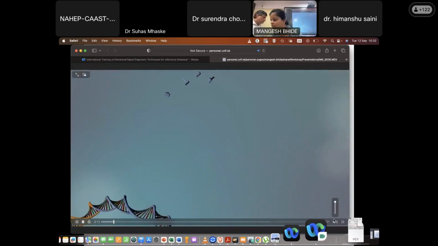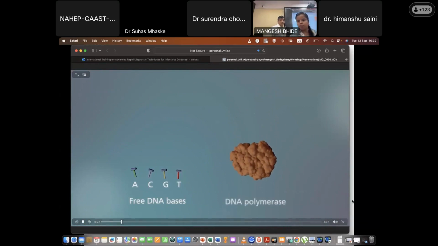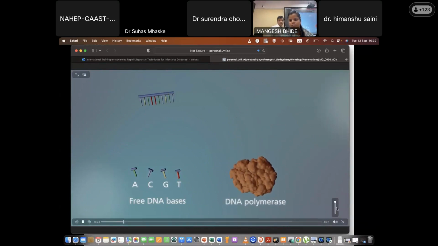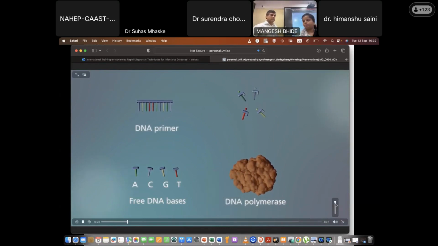These include free DNA bases C, G, T, DNA polymerase enzyme, DNA primers. Modified DNA bases labeled with colored fluorescent tags are also added. These are called terminator bases.